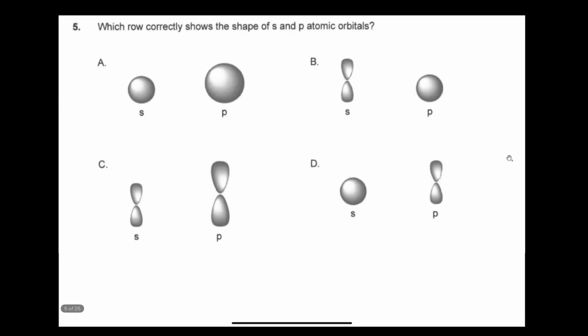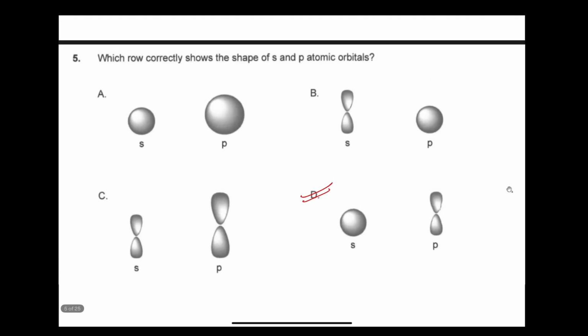Next. Which row shows the shape of S and P orbitals? S is a spherical orbital, P is a dumbbell-shaped orbital. So the answer would be D. Spherical, then a dumbbell shape.